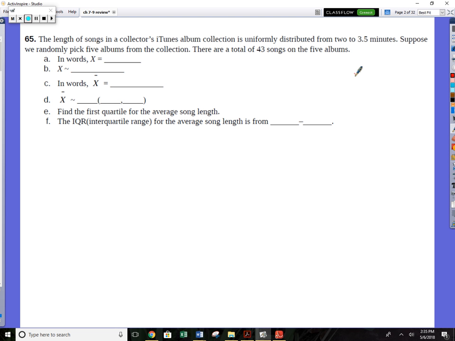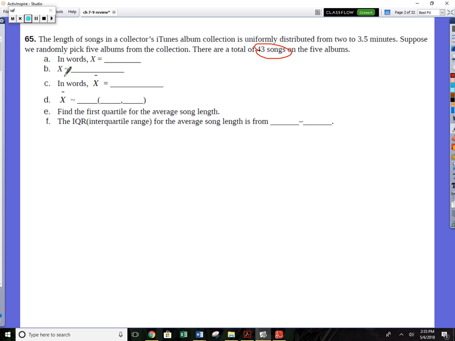Okay, 65. The length of songs in a collector's iTunes album collection is uniformly distributed from 2 to 3.5 minutes. Suppose we randomly pick 5 albums from the collection, and that sample contains 43 songs. So here's what we got. Okay, let's just go through A, B, C, D, E, F. A. What is X?